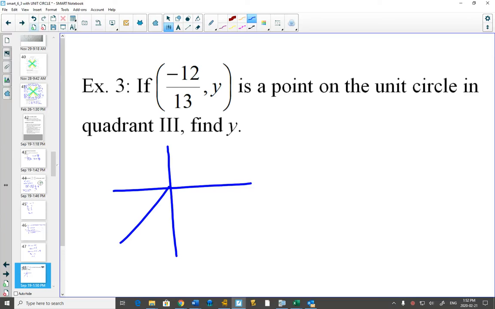What's the x-coordinate? X-coordinate's cos, so I know cos is equal to negative 12 over 13 in quadrant 3. That means I can draw a triangle, label my reference angle, and since cos is adjacent over hypotenuse, I could label this as 12 and this as 13. A squared plus b squared equals c squared. The numbers are too big. 13 squared, 169. 12 squared, 144. Ends up being square root of 25, which is so nice. It's 5. Isn't that pretty?